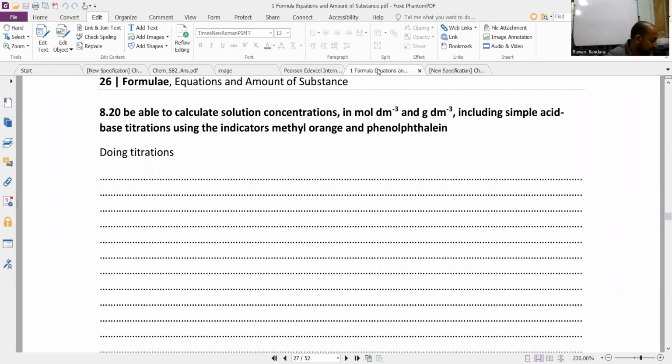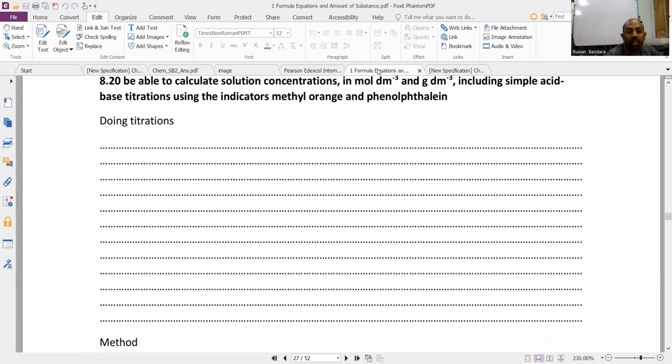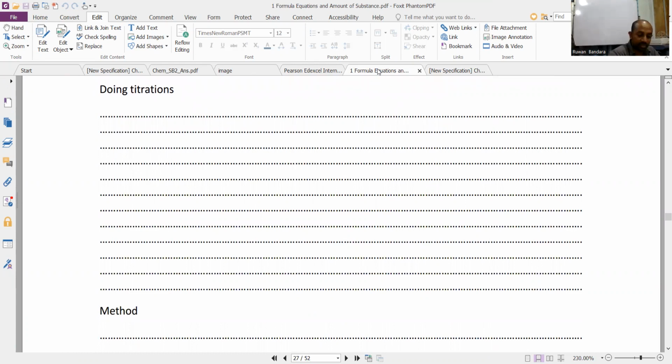Doing titrations. We did titrations even in O levels as well. Within 2 weeks, we can check whether you have done the O levels or not. O Level results are coming soon, maybe. What do you predict? What do you expect? Network busy. Can't connect to the network.